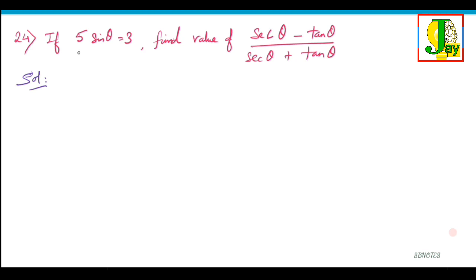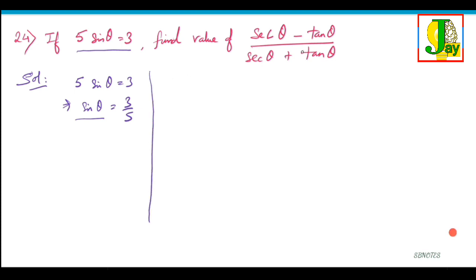And this question is simpler than the previous one. We are going to use this relation to find one of the ratios: 5 sine theta equals 3. So that means sine theta equals 3 by 5. Once we have one of the ratios, we can easily find all the other ratios like sec theta and tan theta, and put the values here. That's a direct one. And there is another one using the trick, where we convert this into sine theta. We see this is 1 by cos theta and this one is sine theta by cos theta.